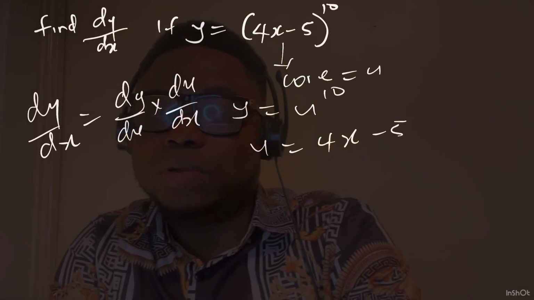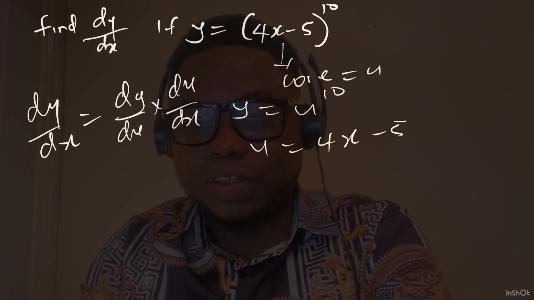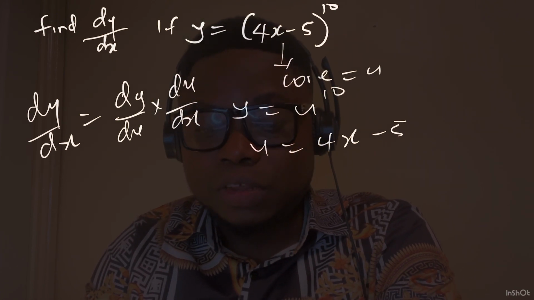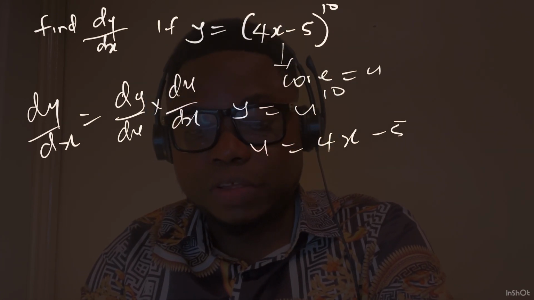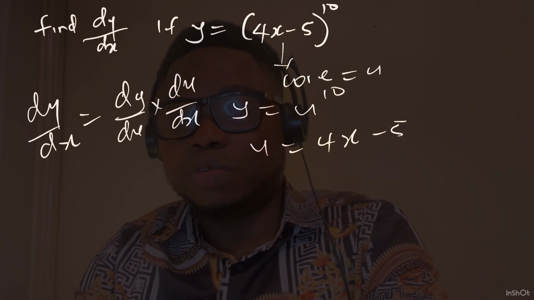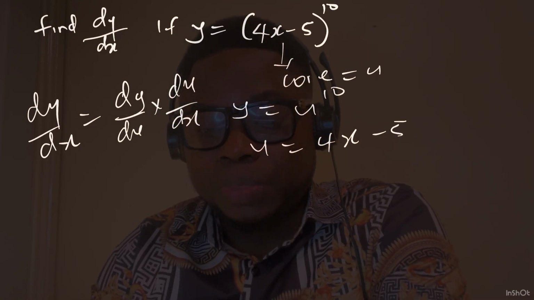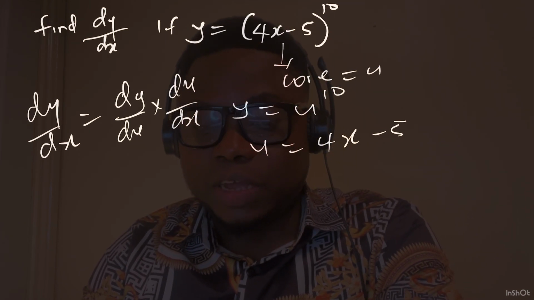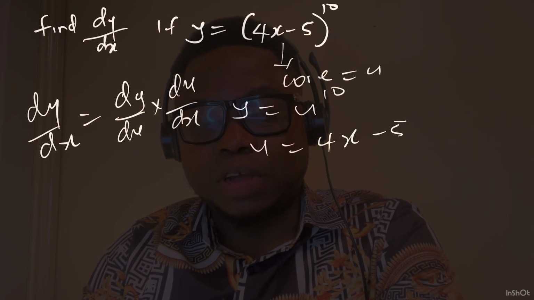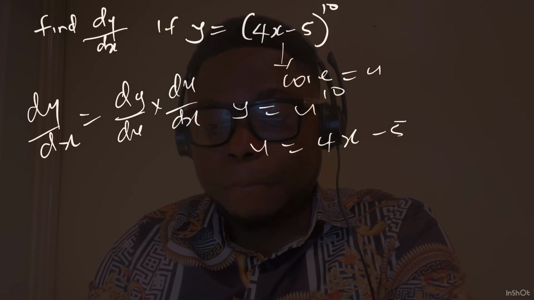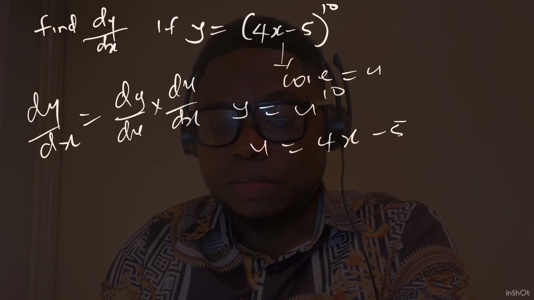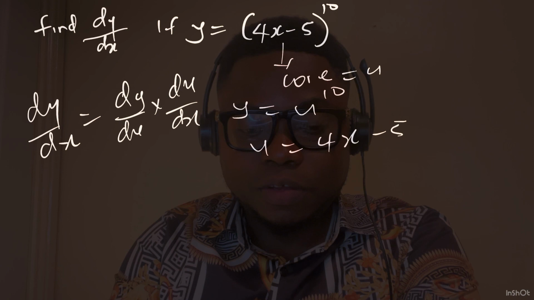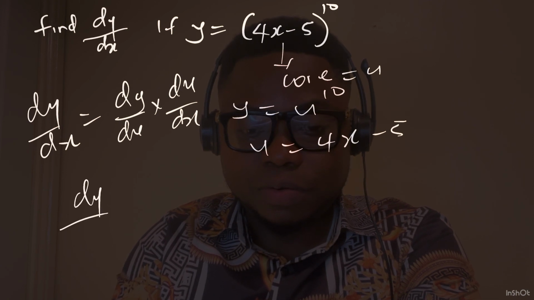So I'm going to use this formula to find the derivative of this function, y is equal to (4x minus 5) all exponent 10. In this case, I'm going to look for dy over du, that is differentiating y with respect to u, and differentiating u with respect to x, then multiply, and I will get the value of dy over dx.